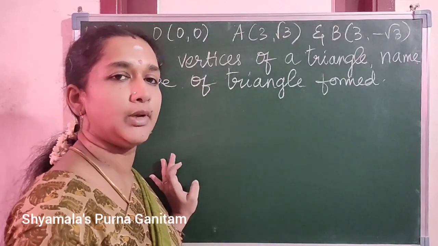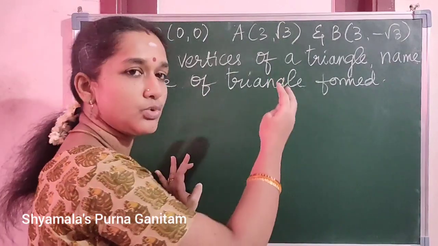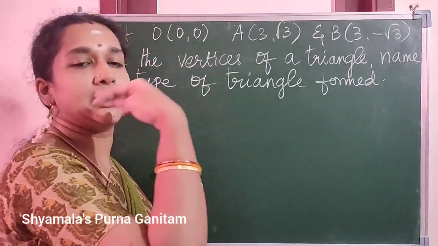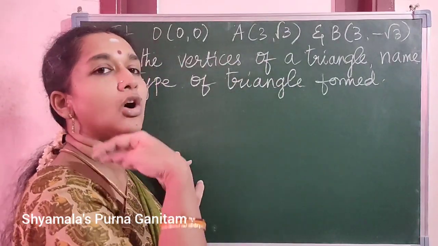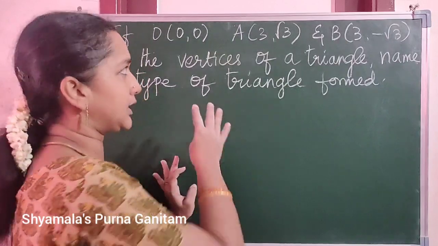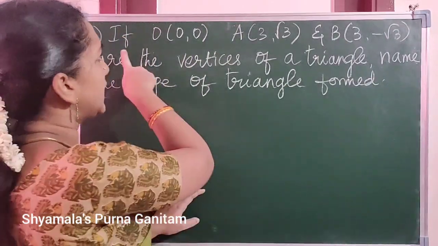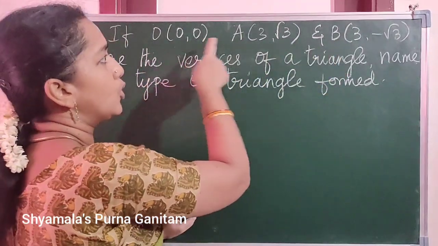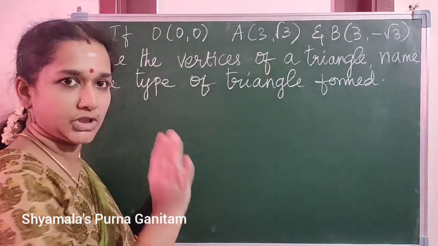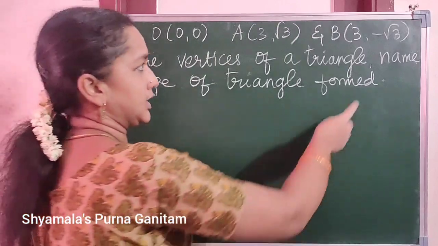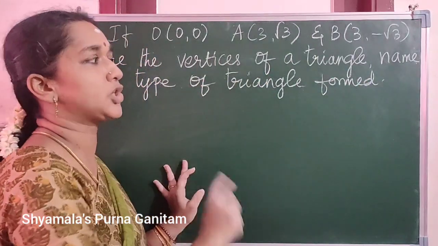Isosceles triangle, equilateral triangle. So you want to check whether any two sides are equal or all three sides are equal. But here this is a different sum from the previous three sums. In this, 3 points are given. O, A, B are the vertices of a triangle. So 3 points of a triangle are given. Name the type of the triangle formed.